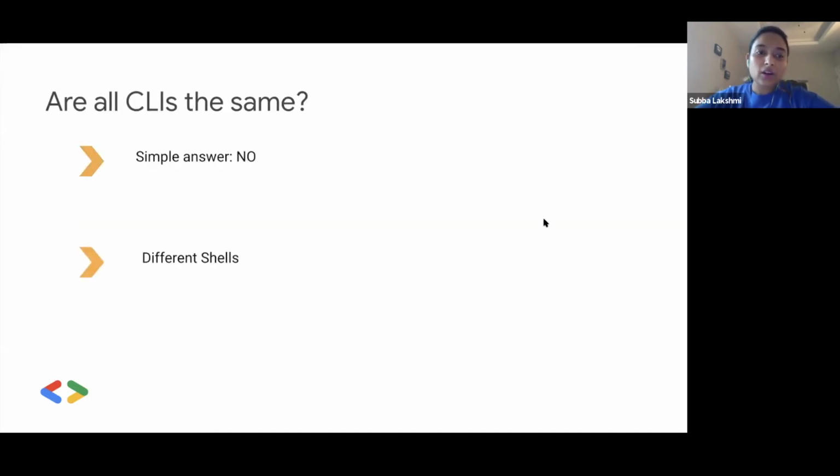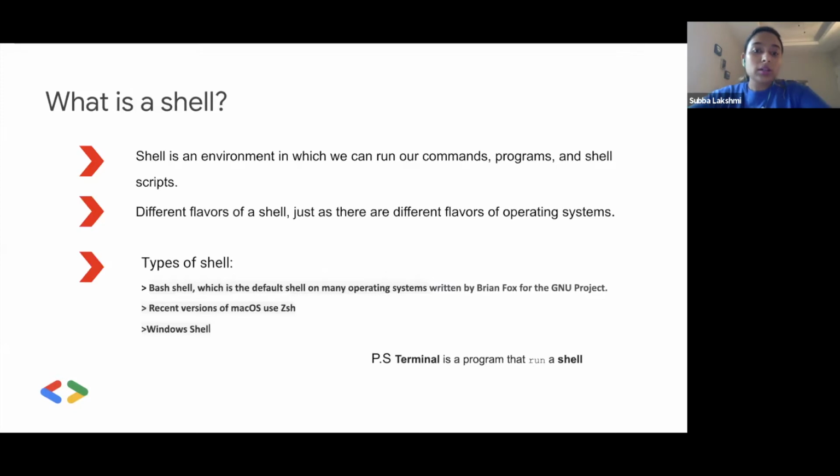So are all command line interfaces the same? The simple answer is no. We have different shells. A shell is nothing but a program which is run inside the terminal, and different operating systems have different shells. The shell is an environment in which we run programs and all sorts of program scripts inside it. There are different flavors of shell, just like there are different operating systems.